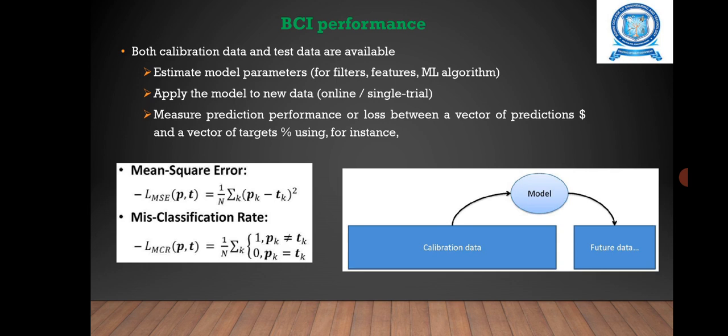BCI performance: both calibration data and test data are available. For example, estimate model parameters, apply the model to new data, and measure prediction performance or loss between a vector of predictions and a vector of targets using a loss function. Here we have two formulas: mean square error and misclassification rate.